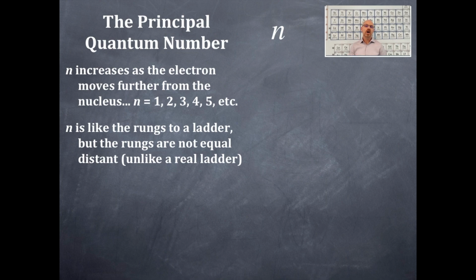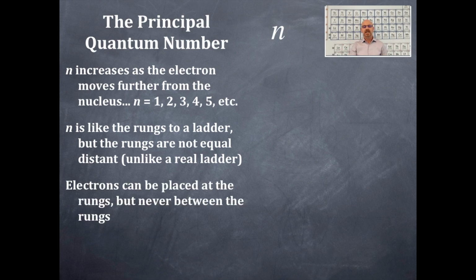Okay? The rungs are not equal distance. Okay, they are a large distance from the nucleus to begin with, and as you get progressively farther away from the nucleus, they do not get progressively equal distant away. They are not nearly as far away. Okay, electrons can be placed at the rungs, but never in between the rungs at all.